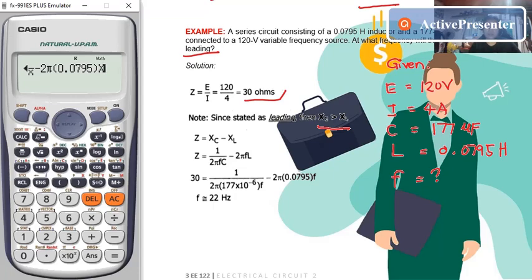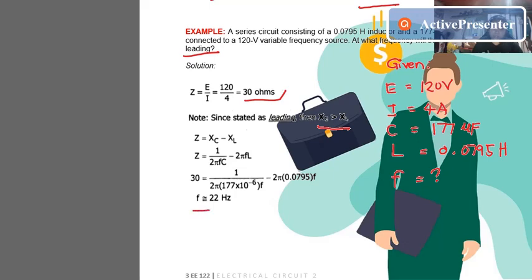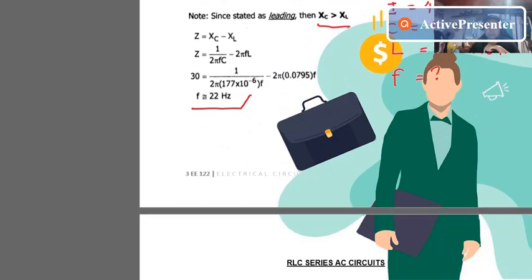We can use the shift solve technique since calculus is allowed in the board exam. So we have shift solve, then solve for x when it is 0. So our answer will be 21.95, or approximately 22 Hertz. So it is easier if we use the shift solve technique. Just a note, our examples are very easy.